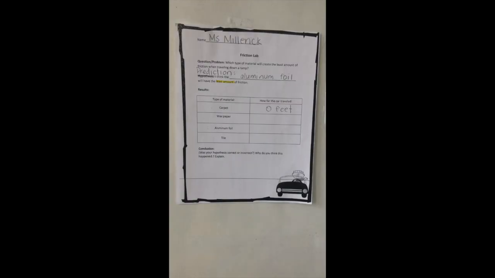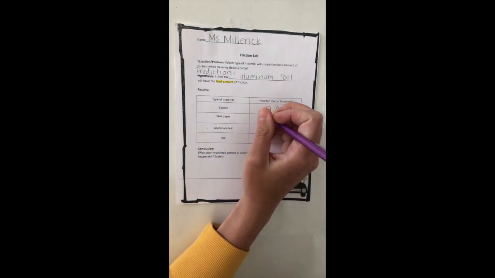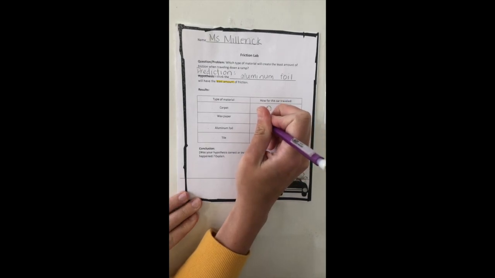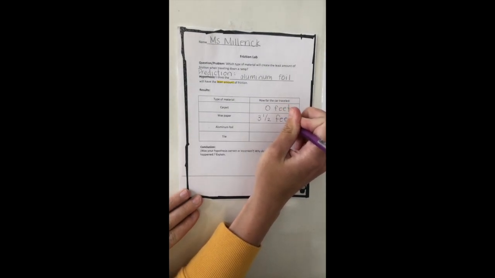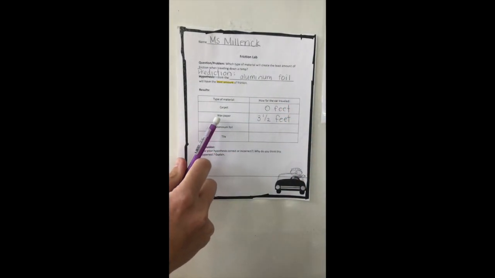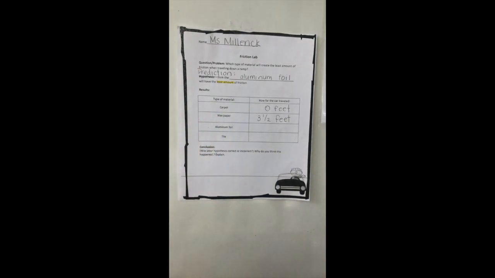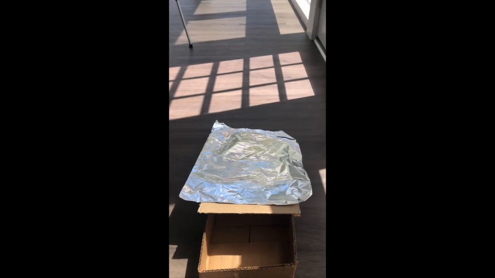1, 2, 3. Ooh, a little bit further than 3. We'll say 3.5 feet the toy car went. Okay, so the car was able to travel all the way down the ramp and then some. And when I used my feet, I counted about 3.5 feet. So there was less friction with the wax paper than there was with the carpet because it went a further distance.